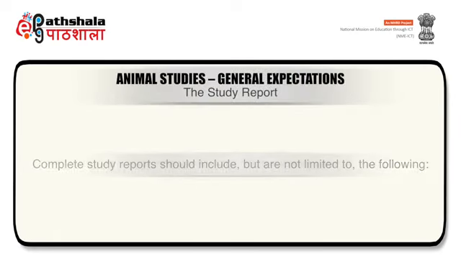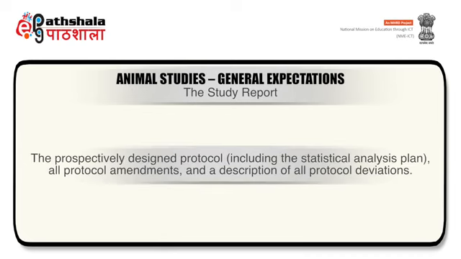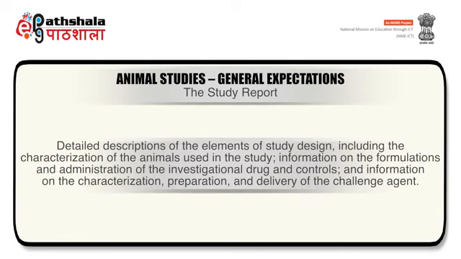The complete study report should include the following. The first is the prospectively designed protocol, including the statistical analysis plan, all protocol amendments, and a description of all protocol deviations. Second is the detailed description of the elements of study design, including the characterization of animals used in the study, information on the formulation and administration of the investigational drug and controls, and information on the characterization, preparation, and delivery of the challenge agent.